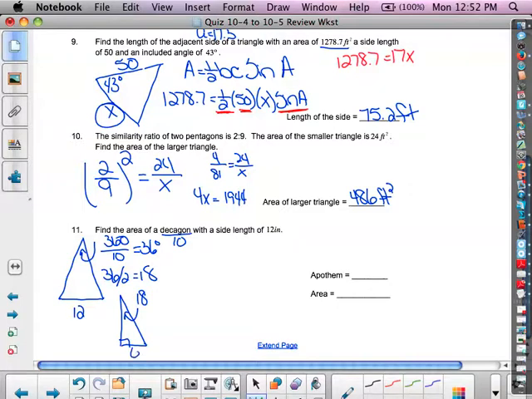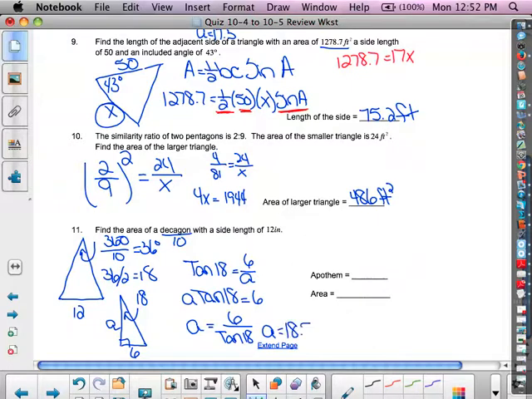The side length is 6, and I need the apothem in order to find the area. So I will use a trig ratio here, tangent. So tangent of 18 equals 6 over A. I'll multiply both sides by A, so A times tangent of 18 equals 6. Then divide both sides by tangent of 18. So A, the apothem, is equal to 18.5.